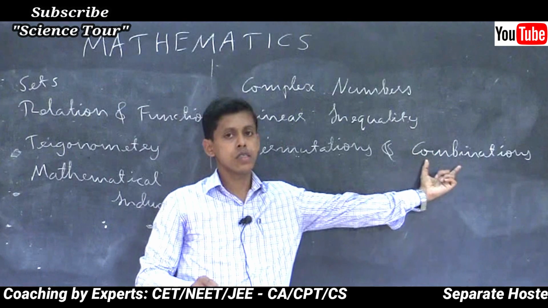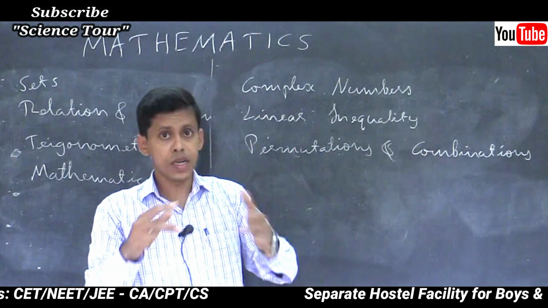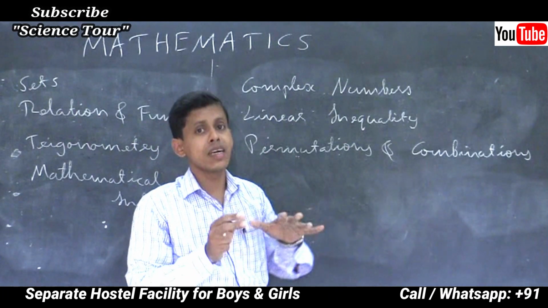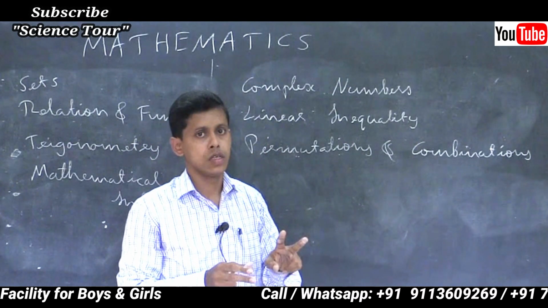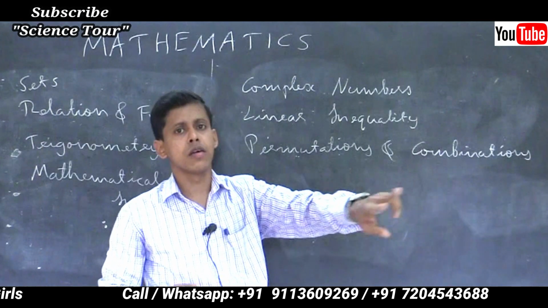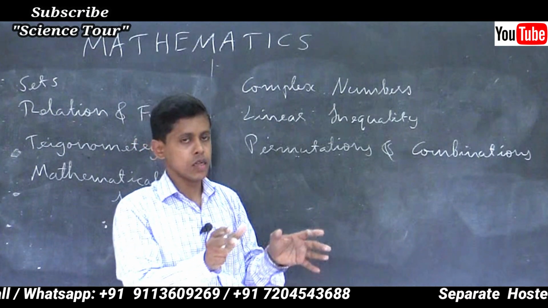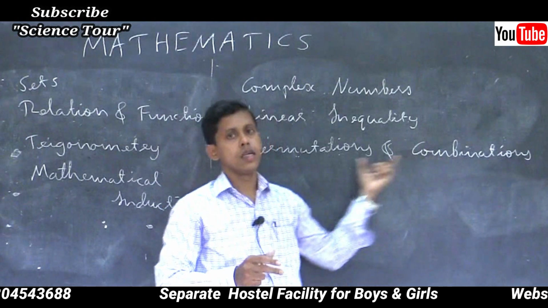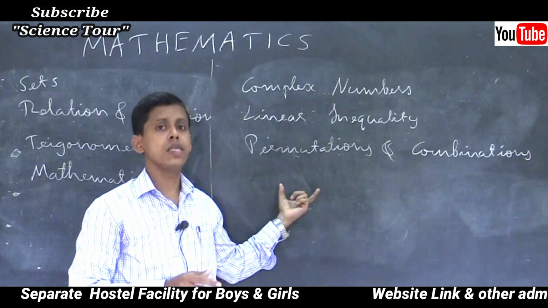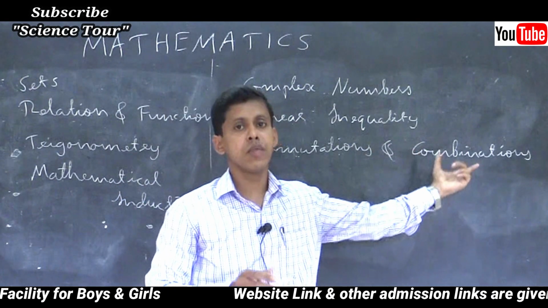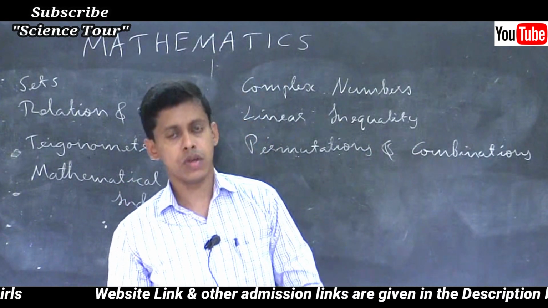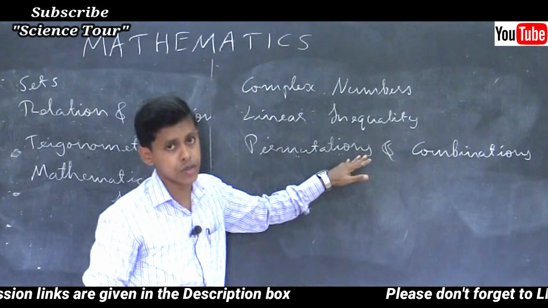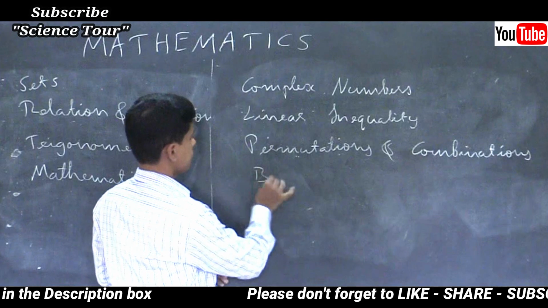So, combinations is how many teams you can make, how many groups you can make. Let us say there are 5 boys and you want to make a team of 2 boys, to play badminton or whatever game. You want to make a team of 2 members. So, that we call combinations. Permutations is arrangements, and combinations is making a group or team. The next chapter that is related to this chapter is binomial theorem.